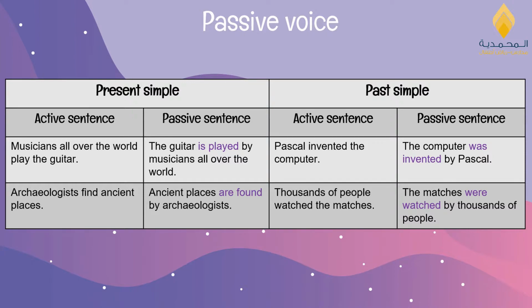Let's move to the past part. I have the two active sentences. Pascal invented the computer and thousands of people watched the matches. So I have here two sentences in the past simple. We are going to follow the same steps. Delete the subject, bring the object at the beginning of the sentence, add was or were, plus the past participle of the verb and the complement of the sentence.